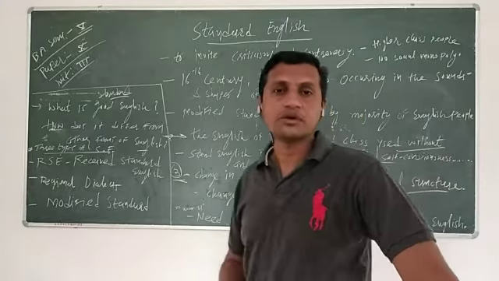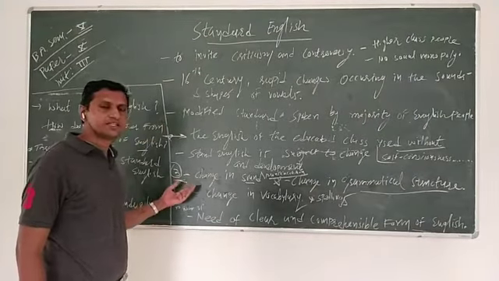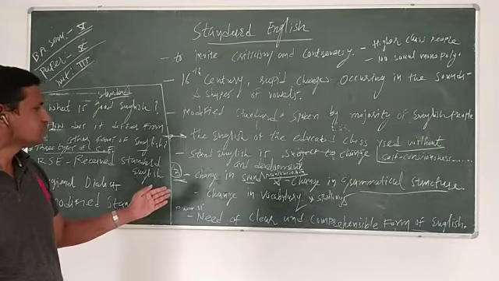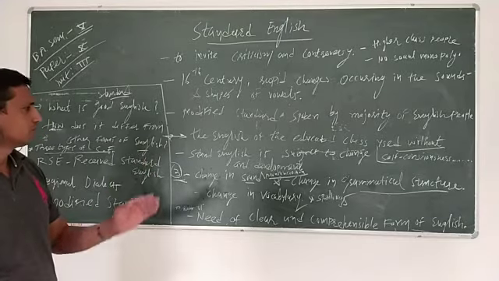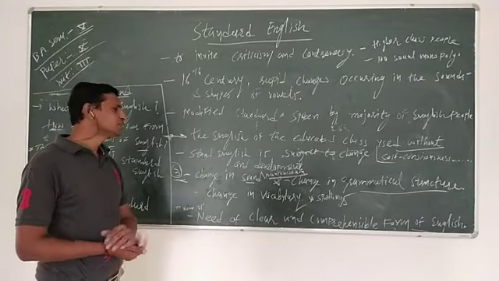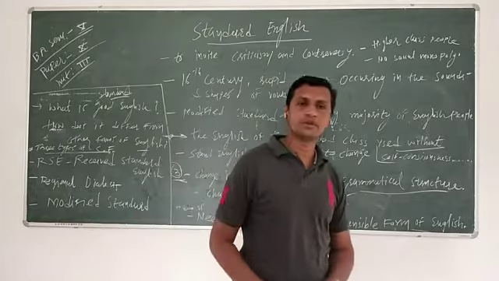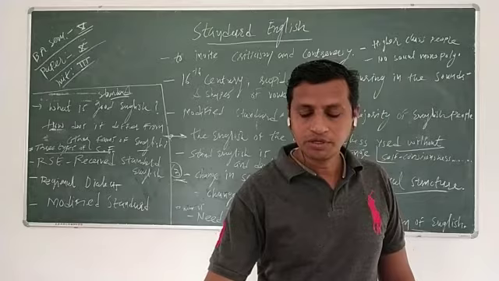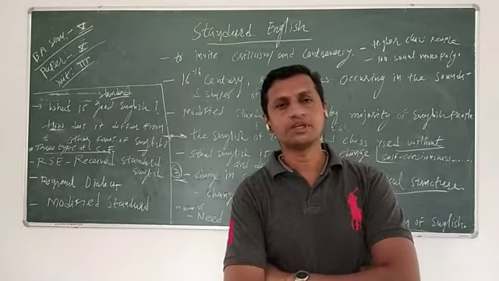And in this way, gradually, there was a change in standard English. These three major changes played a vital role in developing standard English: sound and pronunciation, second, change in grammatical structure, and third, change in vocabulary and spelling. Vocabulary plays a vital role, because even less educated people speak in simple words.